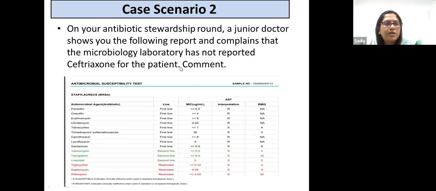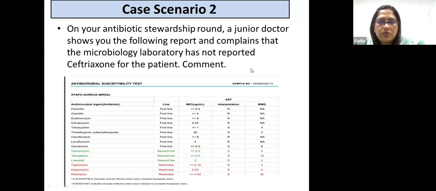Another important case scenario is where we will discuss another concept, one which is well spoken about. When you're on your antibiotic stewardship round, the junior doctor shows you the following report and complains that the microbiology lab has not reported ceftriaxone for this patient. So what do you think of this?